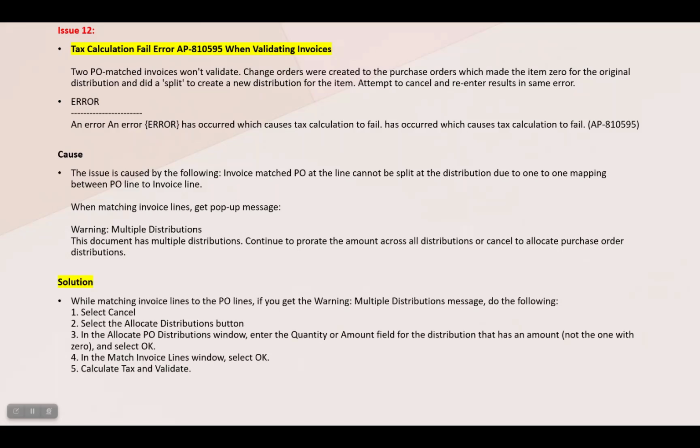So while matching the invoice line to the PO line, if you get the warning multiple distribution message, you have to select Cancel, then select the Allocate Distribution button. In the Allocate PO Distribution window, enter the quantity or amount in the field for the distributions that have an amount, not the one with 0. Select OK. In the Match Invoice Line window, select OK. Calculate tax again and validate.